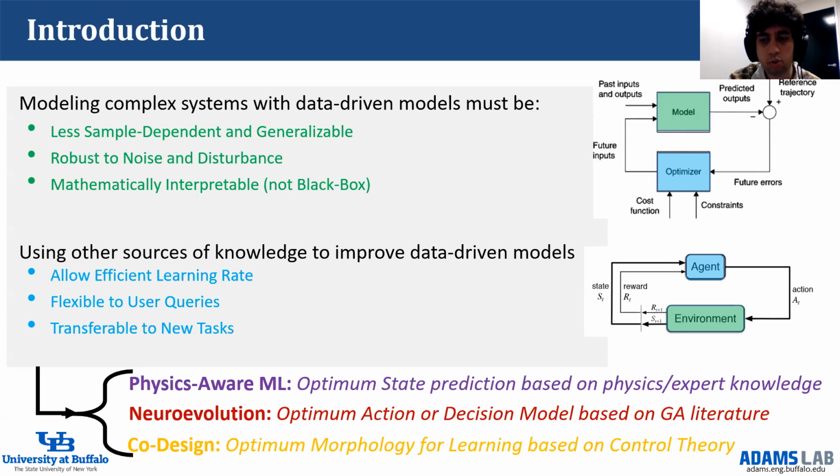In order to solve them, I list 3 different approaches that are partly used for this goal. First is physics-aware machine learning, where we are trying to predict the states optimally using physics or expert knowledge. Neuroevolution is used to make optimal decisions, and we are using the GA literature to make it more optimal. And co-design, which is the design of the morphology of a robotic system. Here we are using control theory to make some prediction of learning capacity. I will explain them one by one.